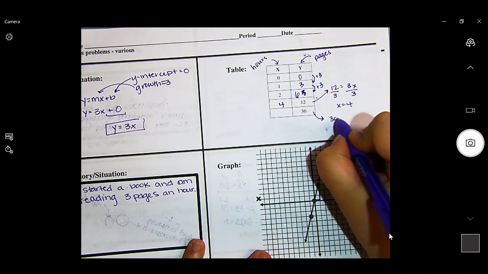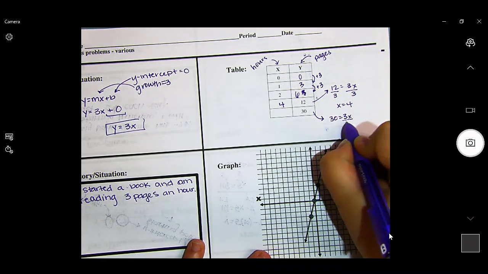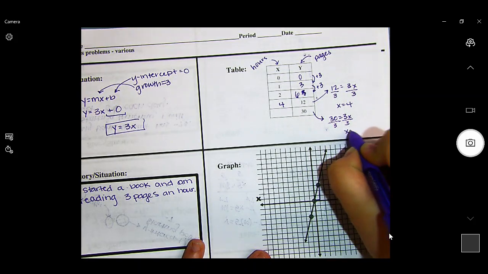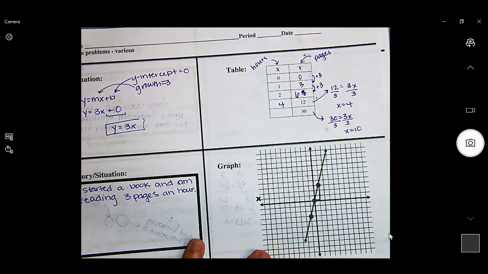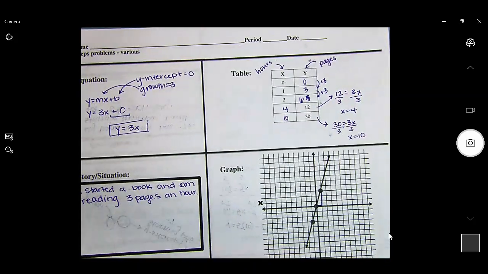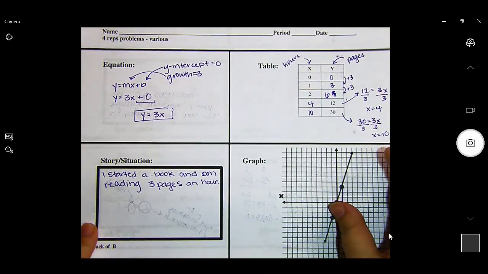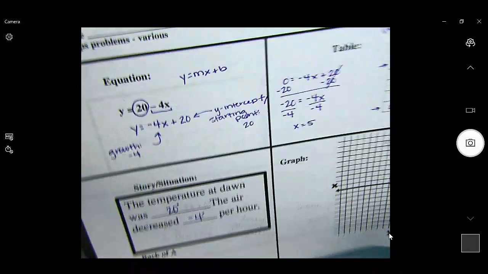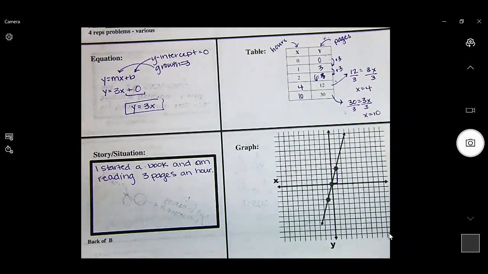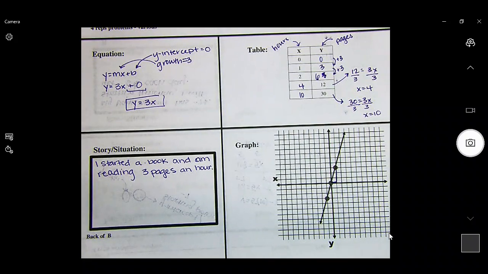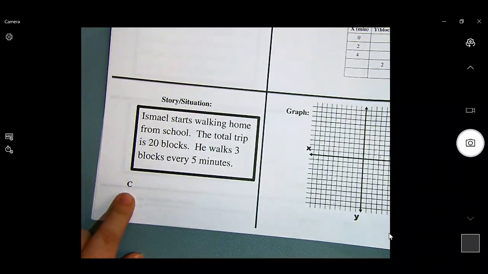Okay, next we'll do it with 30. So we have 30 equals 3x. Divide both sides by 3 again, and we get x equals 10. All right, and that is the fourth scenario done. So now let's go ahead and get started on the fifth one. This is scenario C.